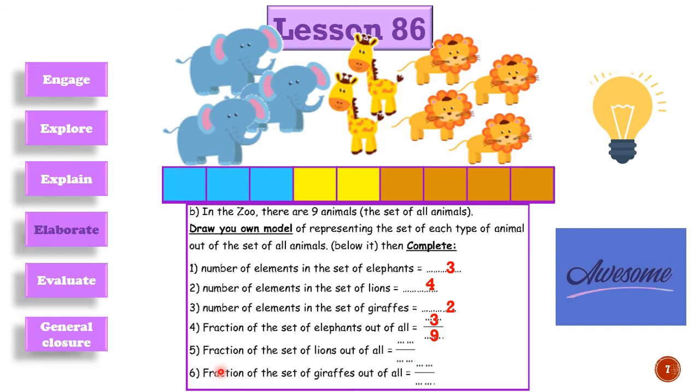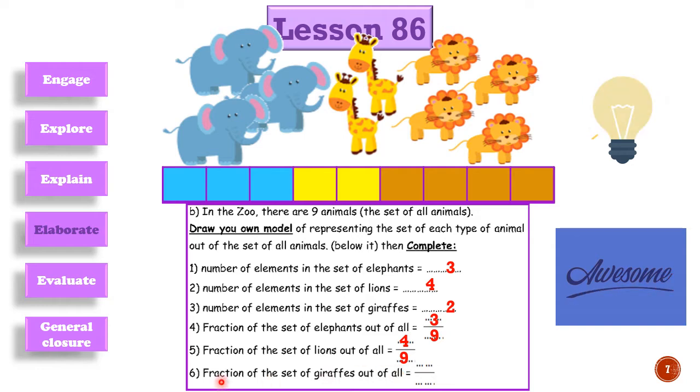Okay, now let's go to fraction of set of lions out of all. All will be 9 in denominator. First, begin with denominator, which is all, 9. And the lions, how many lions here? 4. Then it will be 4 out of 9. It will be 4 in numerator, and it will be called, yes, 4 ninths. The fraction of lions, it will be 4 ninths.